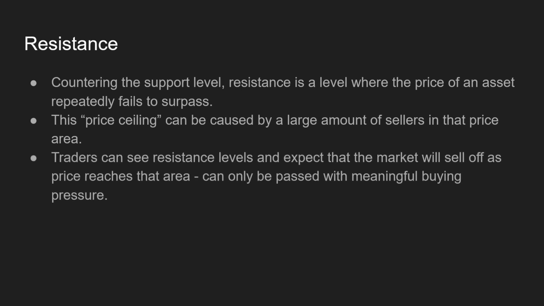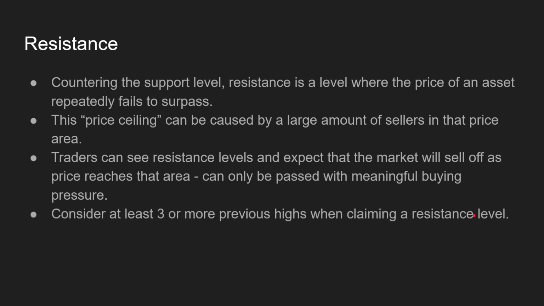Traders can see resistance levels and expect that the market will sell off as the price reaches that area, and see it as a level that can only be passed with meaningful buying pressure. So just like support was at the bottom and price would come down to it and fail to fall below it, traders see that and expect that level to hold. Traders can also see resistance levels above price, where price is coming up to it, and let's say this is our resistance level, price is coming up to it and it is rejected and comes back down. Price might come up to it again later, it's rejected, and it comes back down.